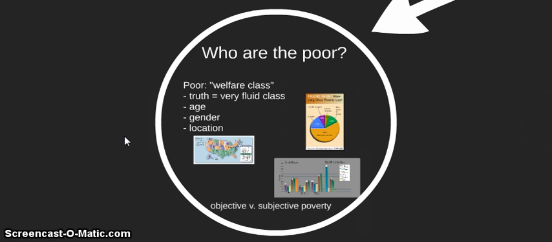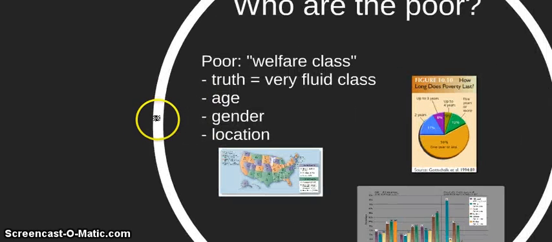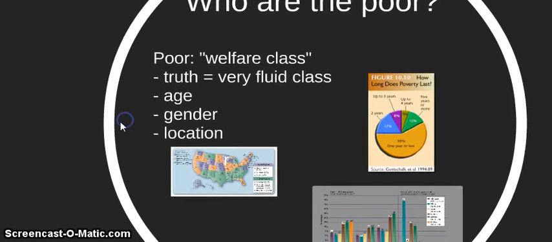When we look at the data, one of the things that's very clear is that a vast majority of all the people who are poor in the United States are working poor. That is, people who are in the workforce, who are trying to earn a living, but just aren't earning enough to support themselves or their family, at least above the poverty line. It's also a very fluid class.